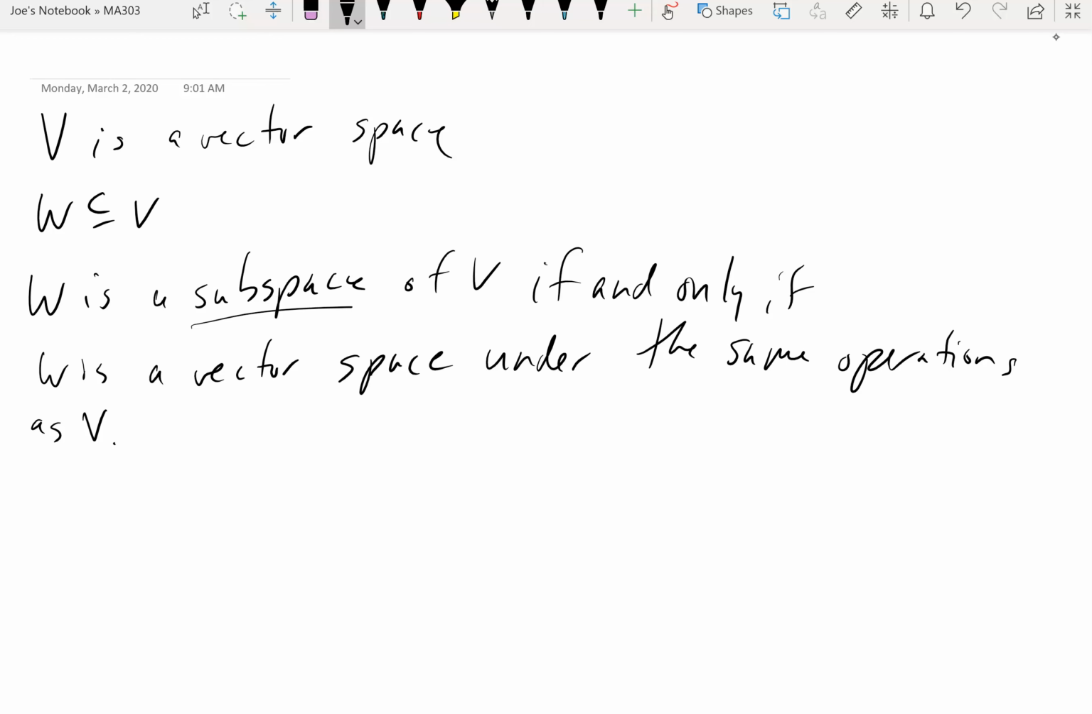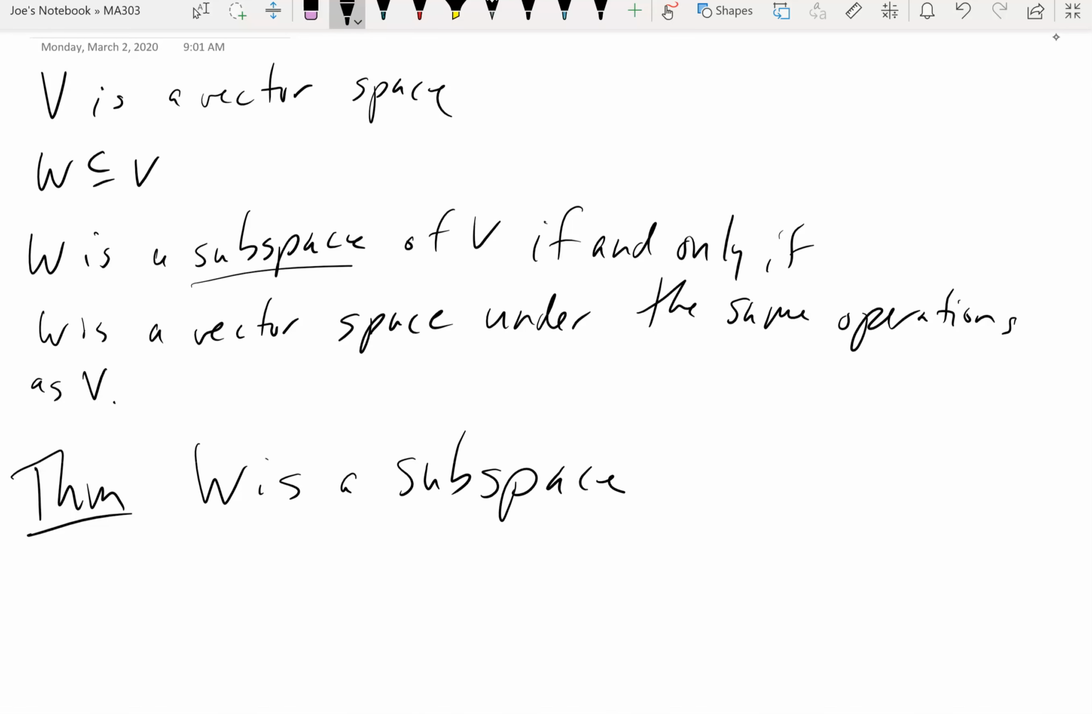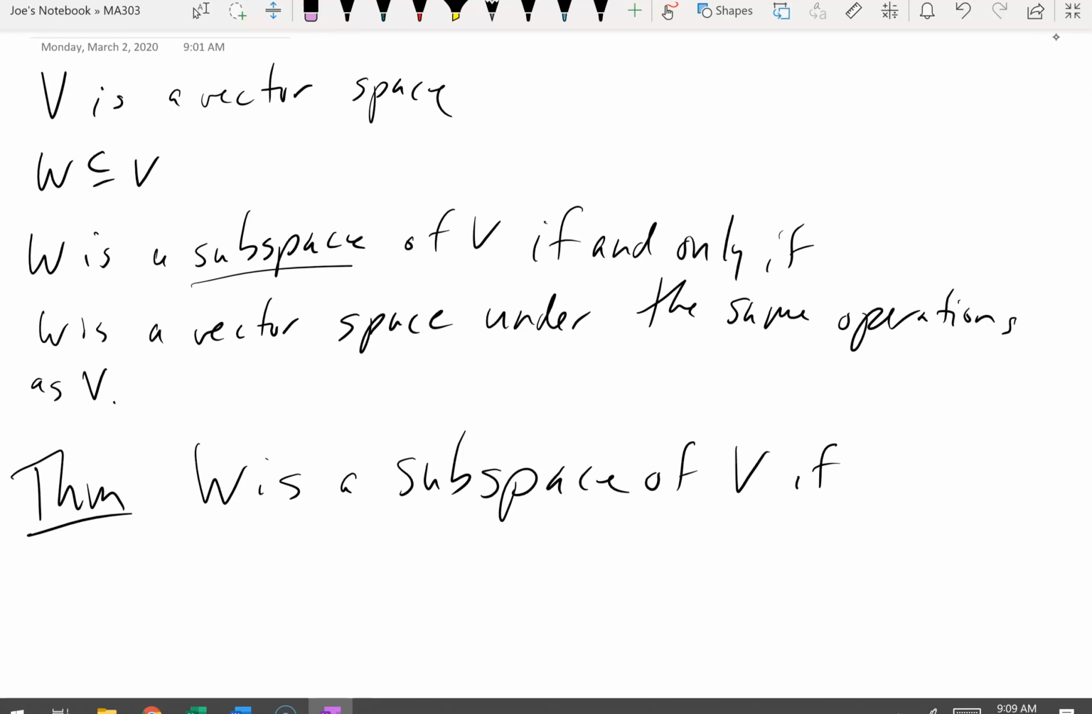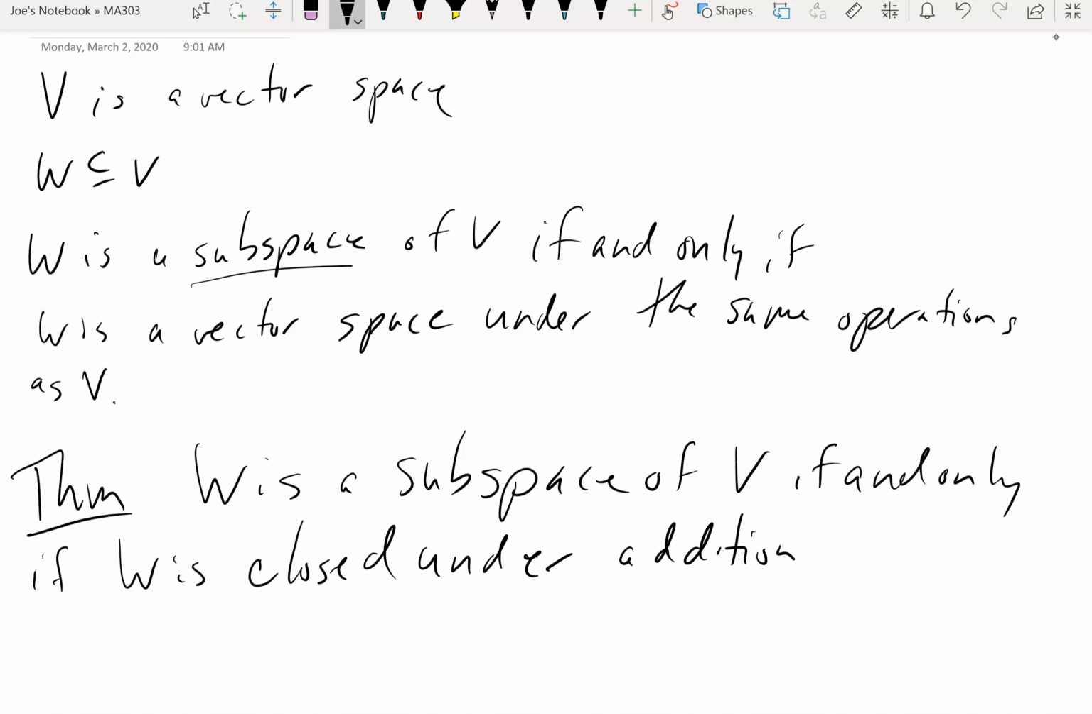So that's the subspace idea. What we proved last time was the theorem that W is a subspace of V if and only if W is closed under addition and scalar multiplication. That's all we have to check.